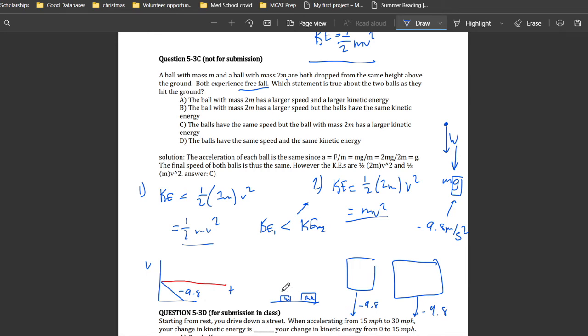They both experience the same velocity as they both have been falling for the same amount of time, because they both have the same acceleration due to gravitational acceleration, meaning that they both have the same speed. And summarizing this information, we see that ball 2 with the mass 2m has a greater kinetic energy than ball 1, but ball 2 and ball 1 have the same speed. So when we're looking at our answer choices, we see that C is our answer because it says these balls have the same speed, but the ball with mass 2m has larger kinetic energy. And as we showed through our diagrams here, that is the case.